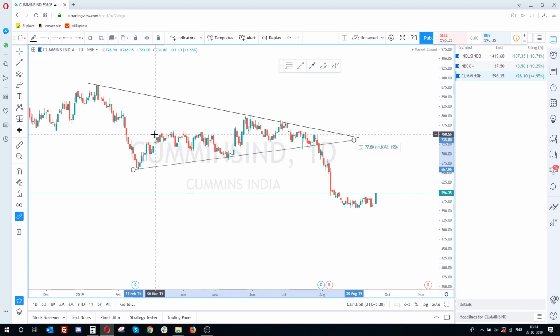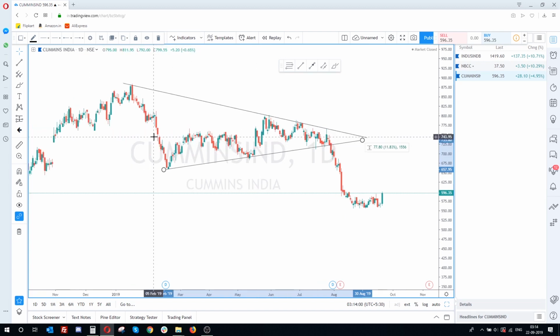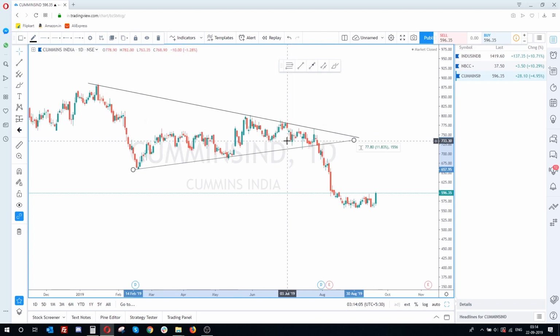So what's important is when we are going to make a trade and things like that, which will be explained in detail in the later part, as I said. So this is just an example of a triangle pattern.